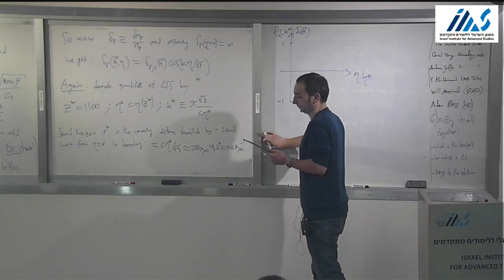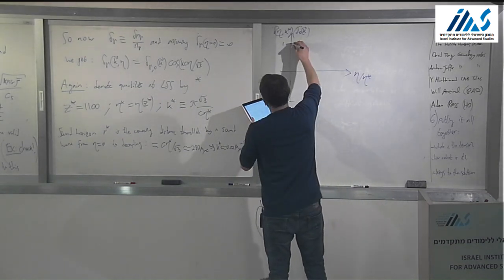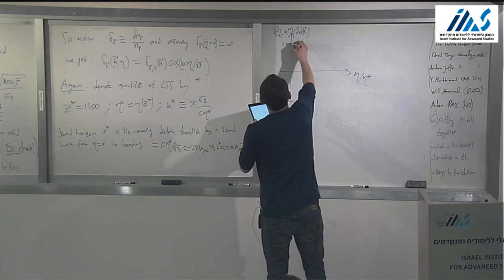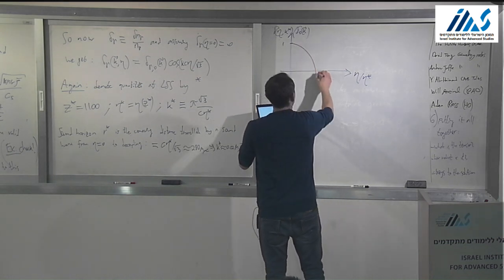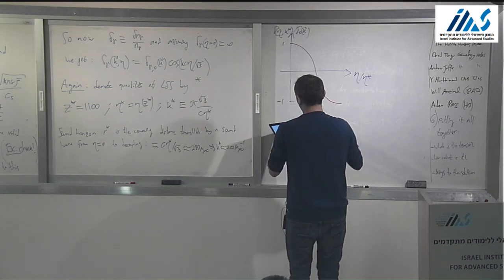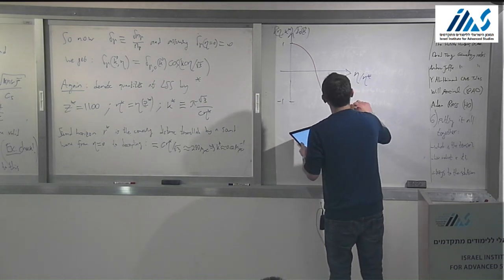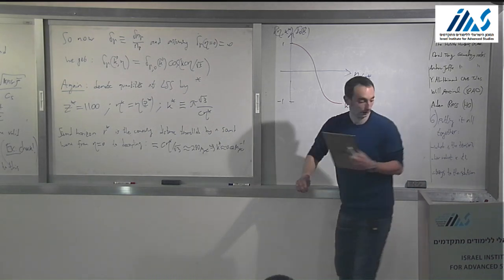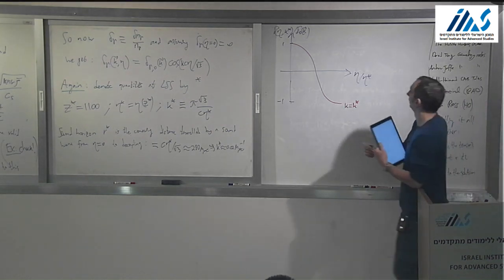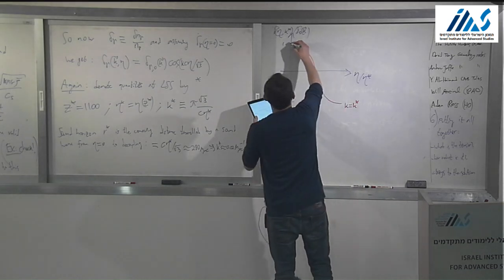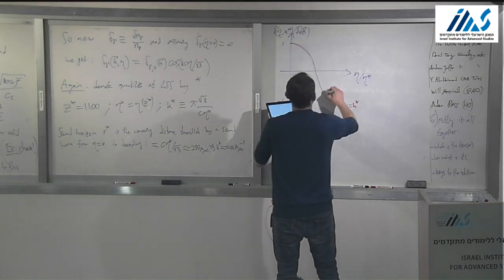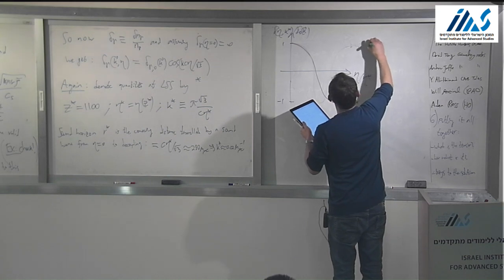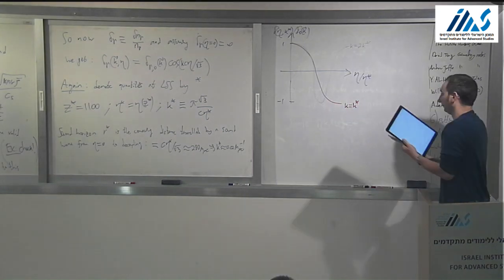last scattering. Okay? So what we get here, let me use two different colors. This is the result for k equals k star. And this is what we get for k equals 2k star. Okay?